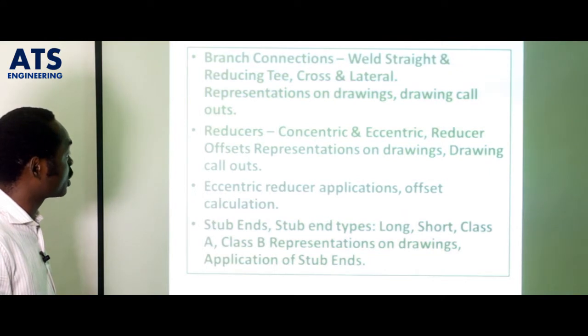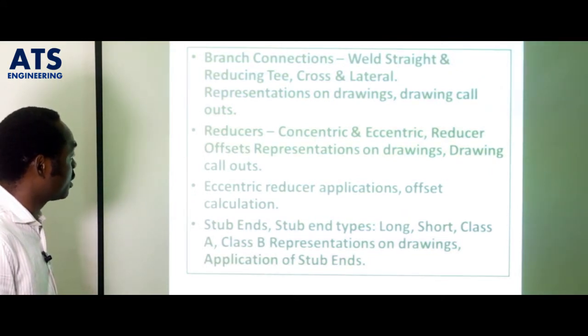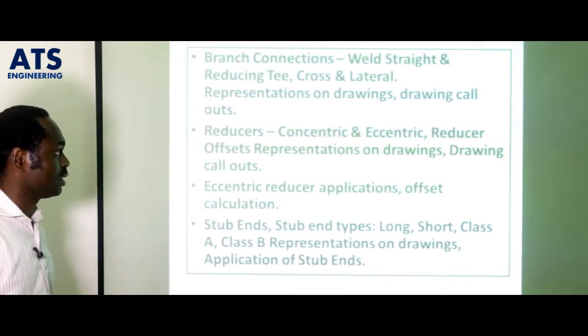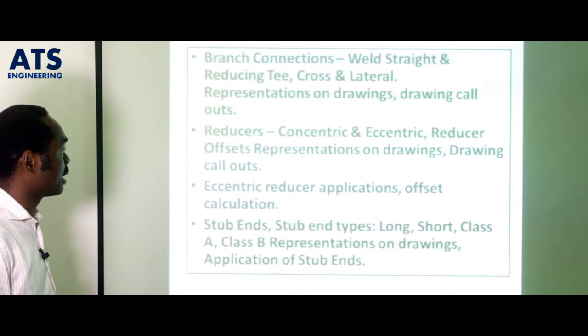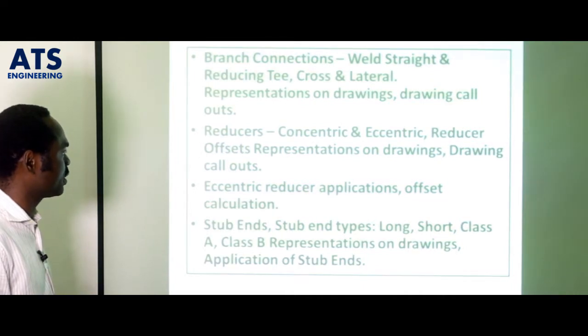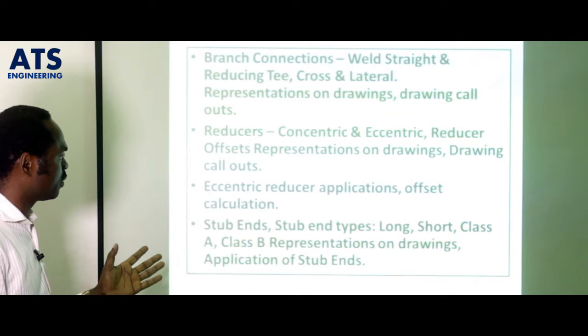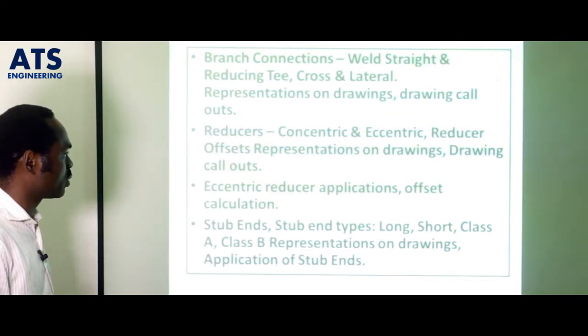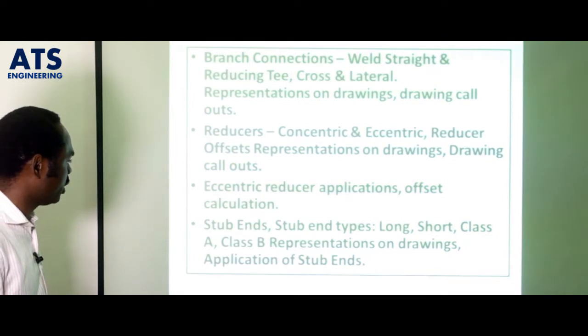We also look at branch connections such as straight and reducing tees, crosses and laterals, representation on drawings, and drawing collars on these branch connections. We also look at reducers, which are another type of pipe fittings, concentric, eccentric reducer, and also how to calculate the offset of eccentric reducer, and also how we can call out eccentric reducers.